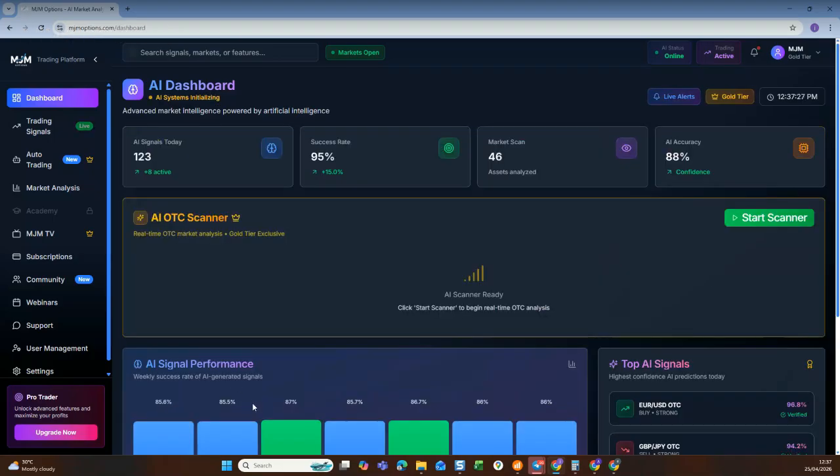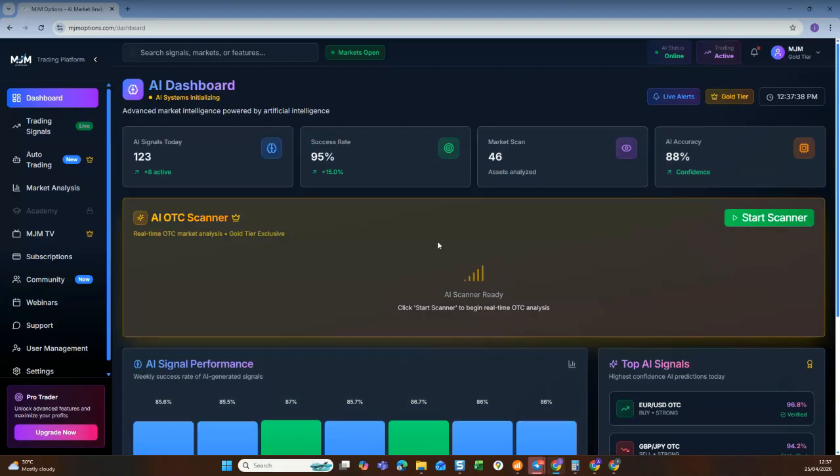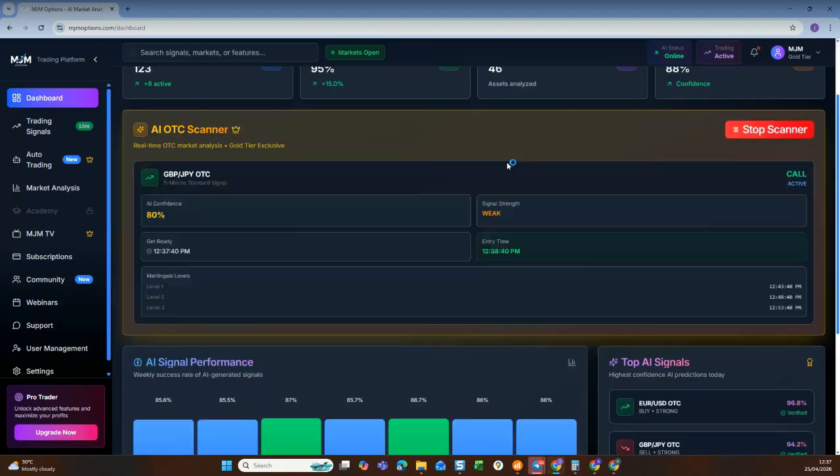For those of us who are new here, the moment you are connected, you get to see 123 signals today. 8 of them are active. Success rate is 95. Market scan is 46. AI accuracy is 88. The moment you click Start Scanner, it generates your signal on the AIOTC scanner. This is the signal in this rectangular box.